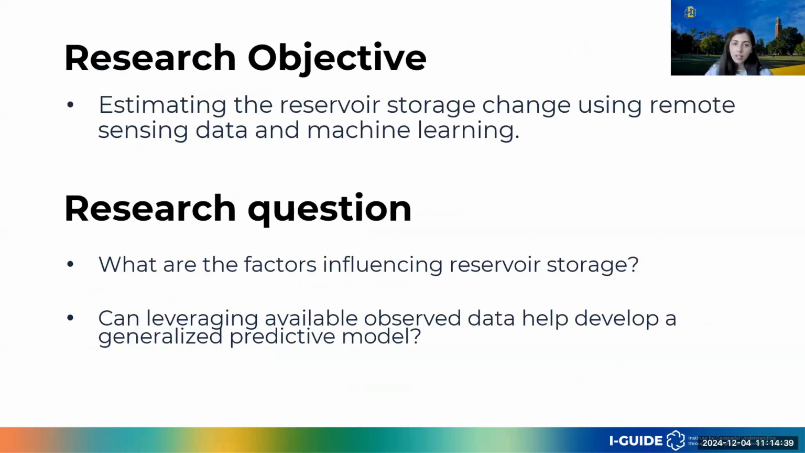So the research objective was to estimate the reservoir storage change using remote sensing data and machine learning, to know how much water is available in that reservoir to be distributed for different purposes. We were trying to answer 2 questions with this research. What are the factors influencing reservoir storage? And can leveraging available observed data help develop a generalized predictive model to estimate the storage volume?